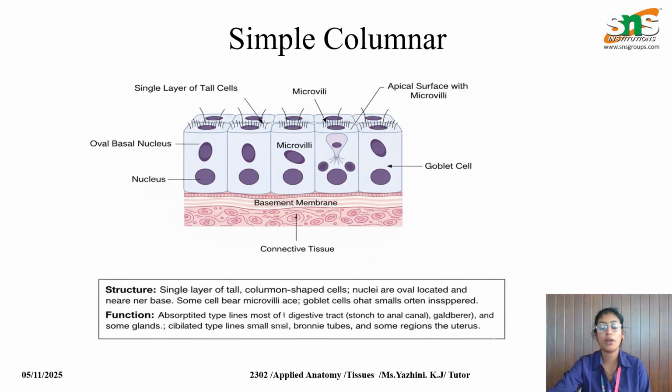Next is simple columnar, whose structure is a single layer of tall, column-shaped cells, according to the name. The nuclei are oval and located near the base. Some cells may have microvilli, and goblet cells are often present. The function is absorption, and it lines most of the digestive system, some glands, ciliated types line the bronchi, and it is located in some regions of the uterus.